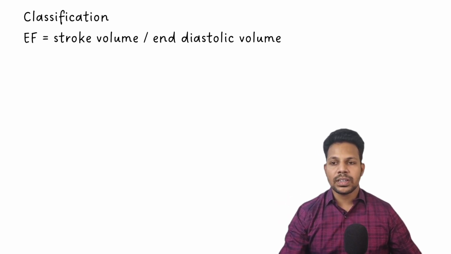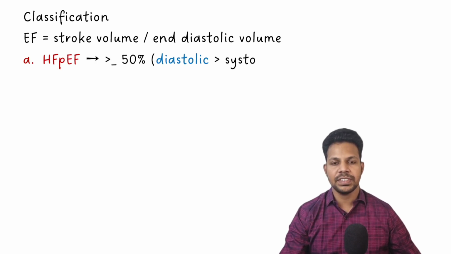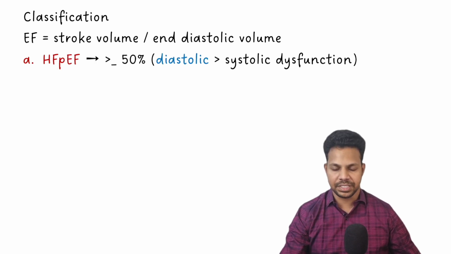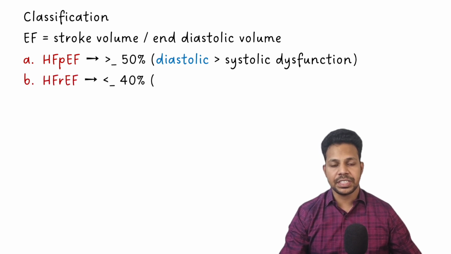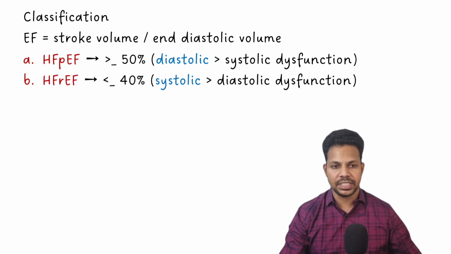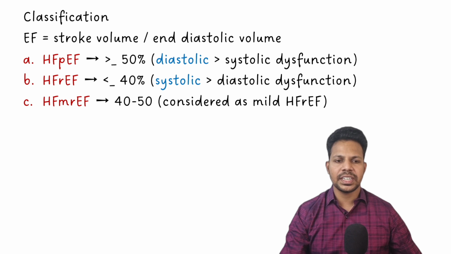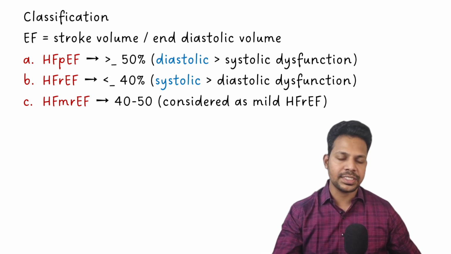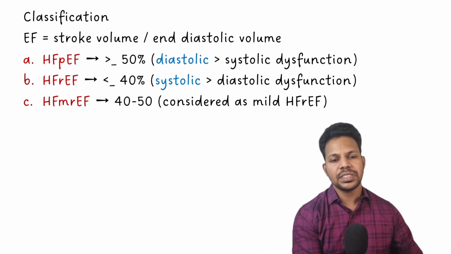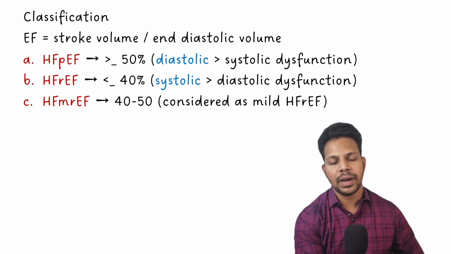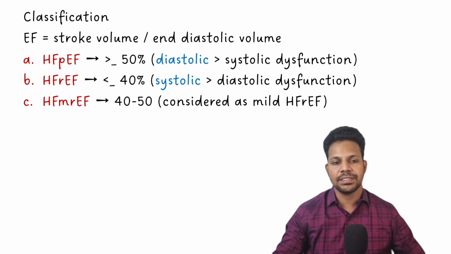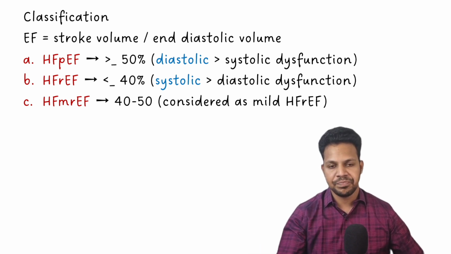So the heart failure is classified into three types: heart failure with preserved ejection fraction, when the ejection fraction is more than 50%; heart failure with reduced ejection fraction, when it is less than 40%; heart failure with mildly reduced ejection fraction with a range of 40 to 50%. Okay, it was previously called mid-range ejection fraction. Now it is simply called the mildly reduced ejection fraction, because the treatment would be the same for the heart failure with reduced ejection fraction as well as the mildly reduced ejection fraction.